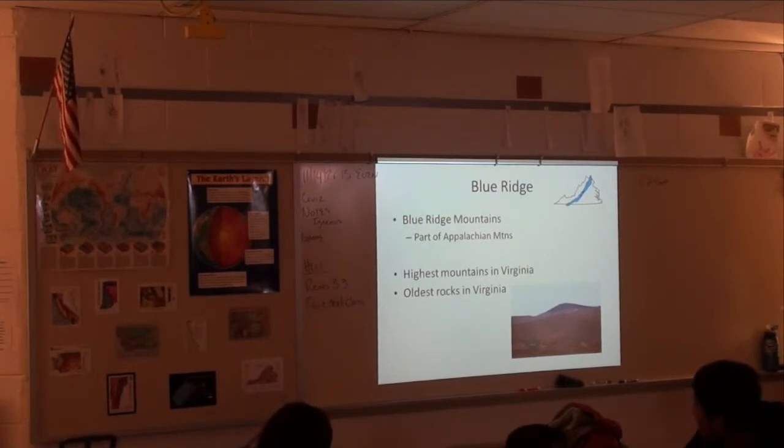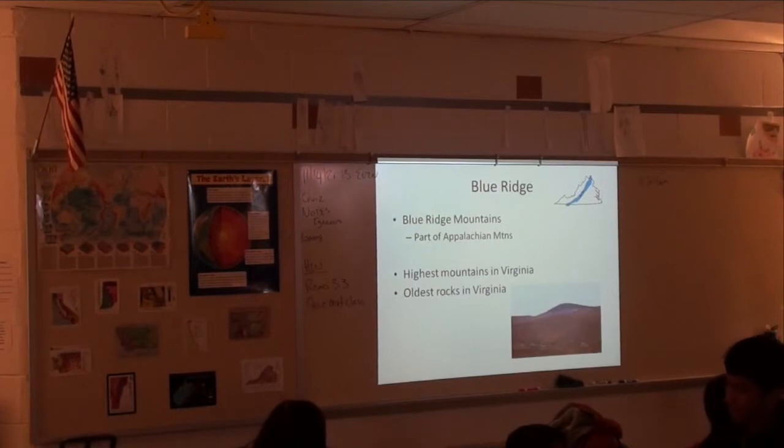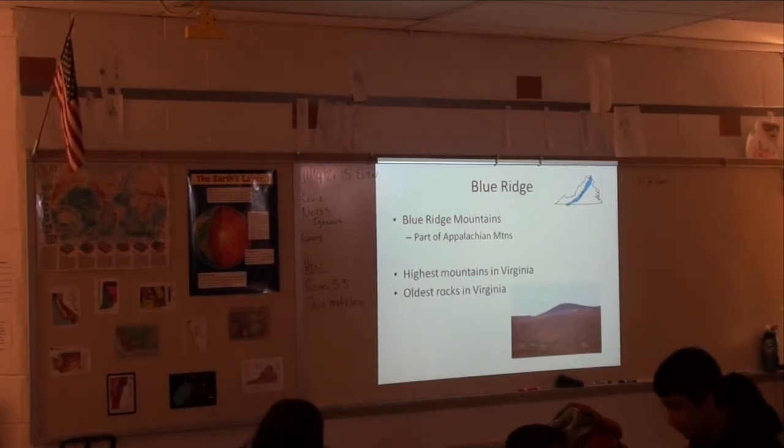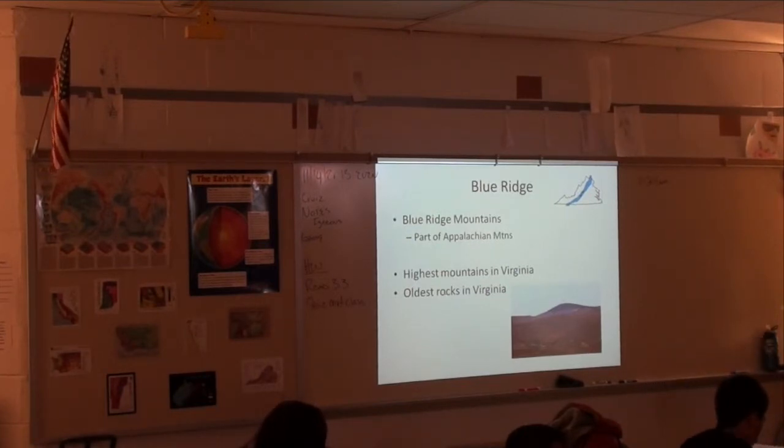This is also where you get the highest mountains in Virginia. The second highest peak in Shenandoah National Park is actually accessible from a trail. It's about a 1.5 to 2 mile hike. You go up to Stony Man Summit.